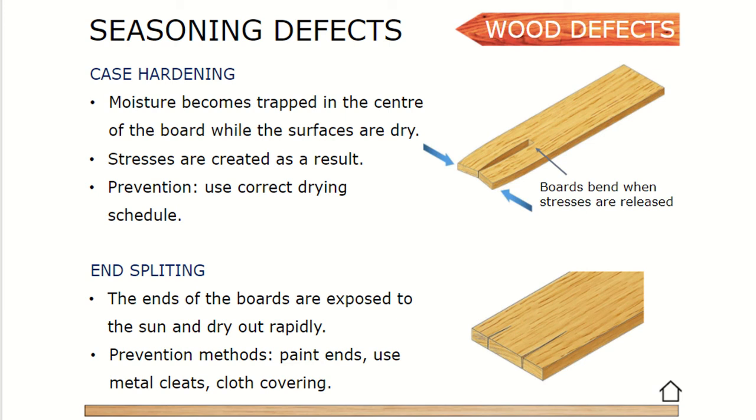are, we've seen one of them before actually. The first one here is case hardening. So what is case hardening? If you just ignore the image for a minute, it's basically when the moisture becomes trapped in the center of the board, deep inside the middle of the board, while the surface is dry. The stresses are created as a result. Basically, the outside of this board is dry, but in the middle it's still not fully dry. And what you see here is like a little experiment that we do.